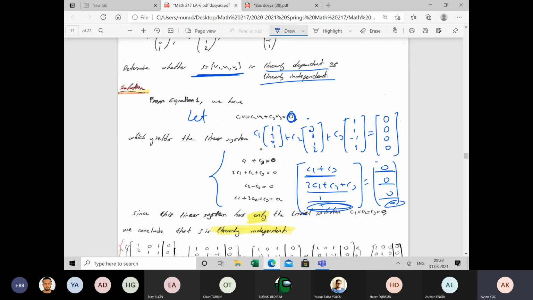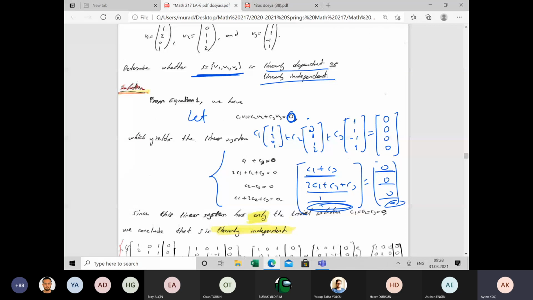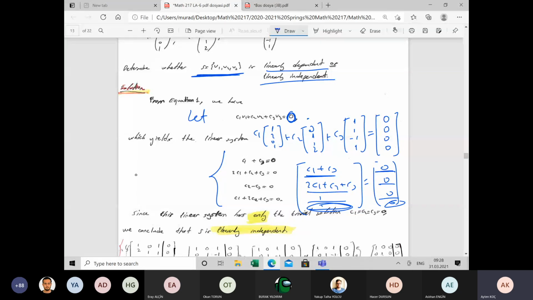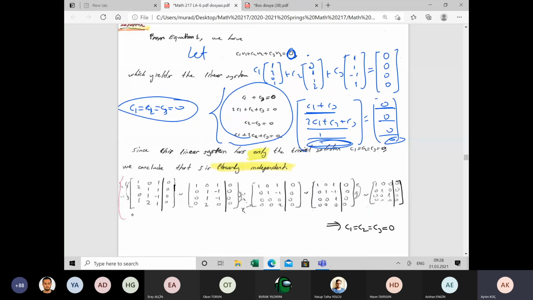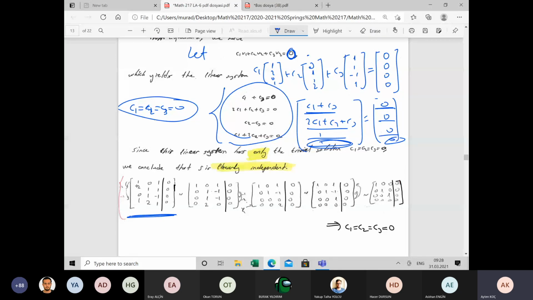Our problem can be transformed into finding the solution of the homogeneous system. We know that 0 is always a solution of the system because it is homogeneous: C1, C2, C3 all 0 is always a solution. But our aim is to check whether this system has a non-trivial solution or not. So how to solve this system? Write the augmented matrix and apply elementary row operations. For example, to get 0 here, multiply by minus 2. To get 0 here, multiply by minus 1.